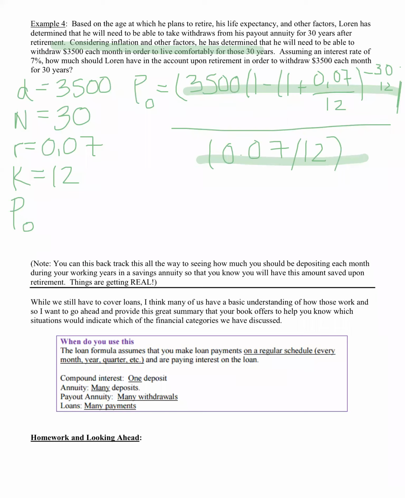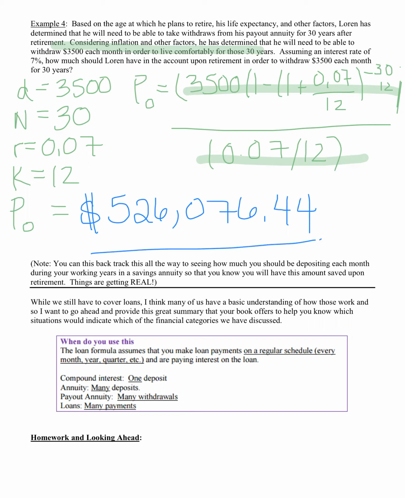And then because these are all money, these are all being rounded to 2 places. So when I'm done, I end up showing that I would need $526,076.44 in the account when I started. So when you get to the lottery problem on the homework, you can figure it out by doing a savings and a payout. If you're trying to pay out a certain amount, you figure out how much you needed and then go back and figure out how to save. So the lottery problem is a payout annuity and then a savings annuity.